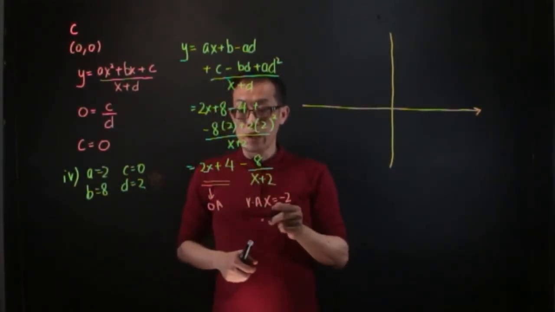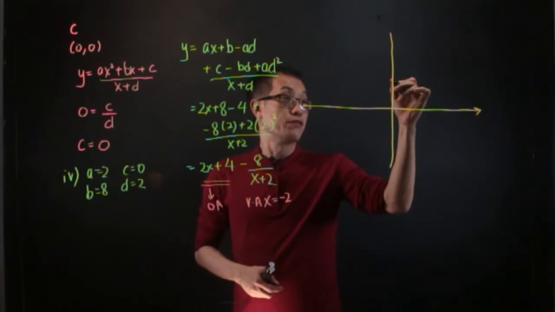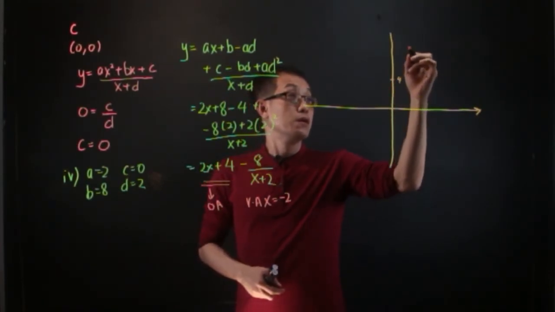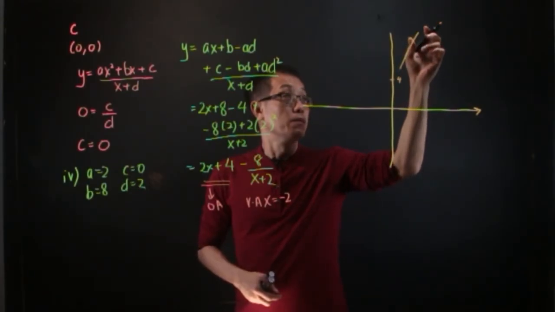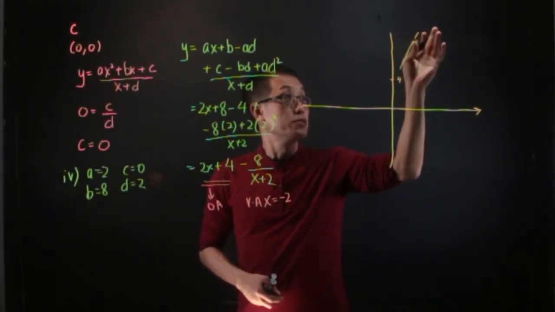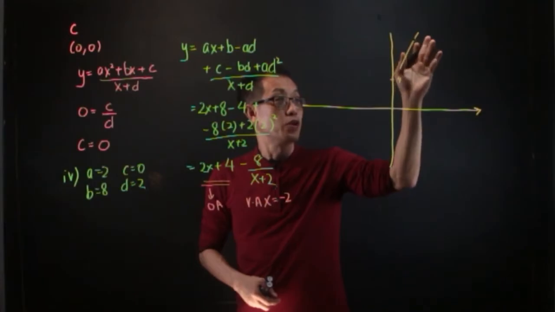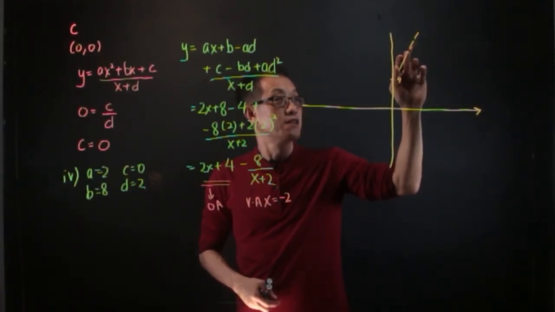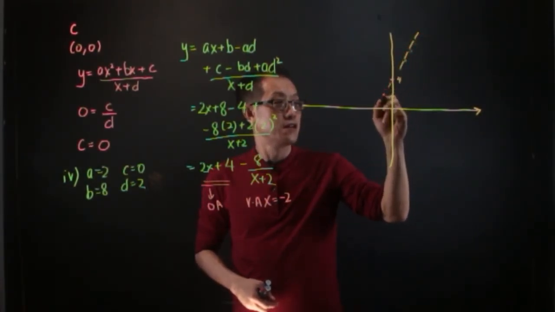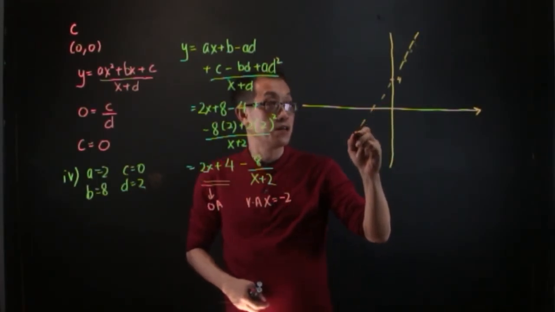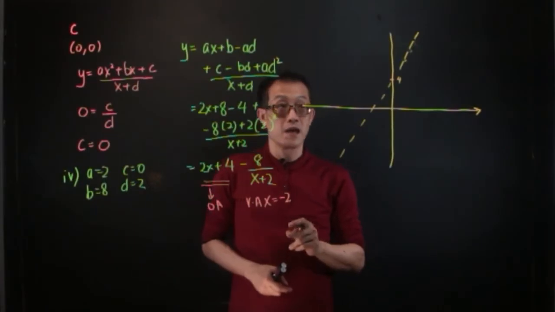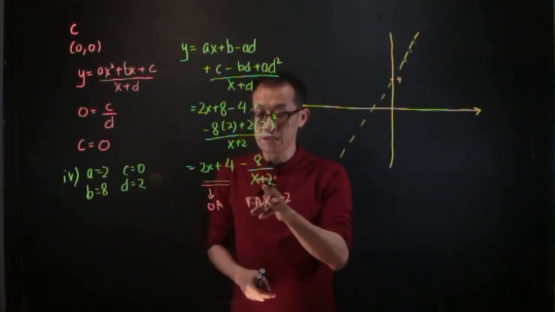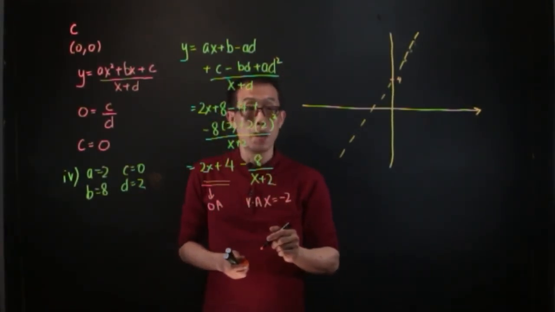Okay, you have 2x plus 4. So you have a 4 here. So 2x plus 4, it looks something... maybe I should use a dotted line instead. Okay. And you have an asymptote at x equals minus 2.